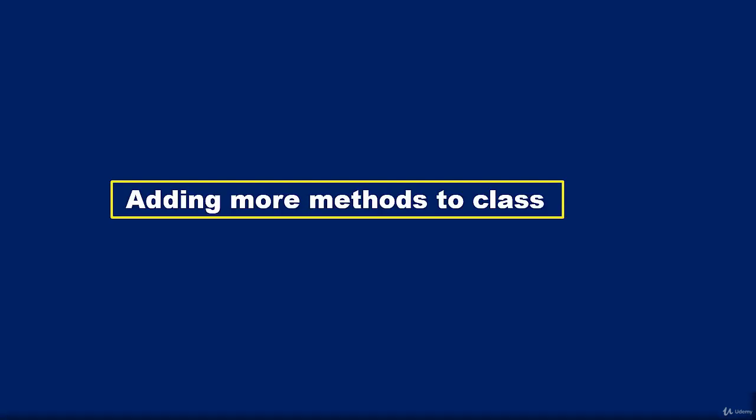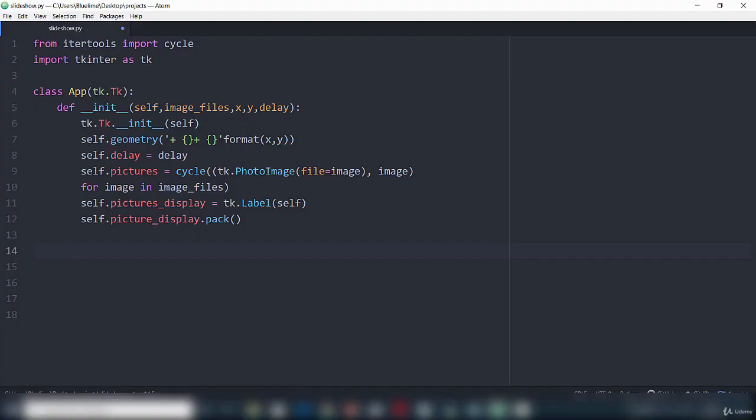In this video, we are going to add more methods to the Python class we created in the previous video. Methods inside a class are functions. I'm going to add a function that will be used to cycle through the images and display them within the slide. So to begin, I'll type in def.